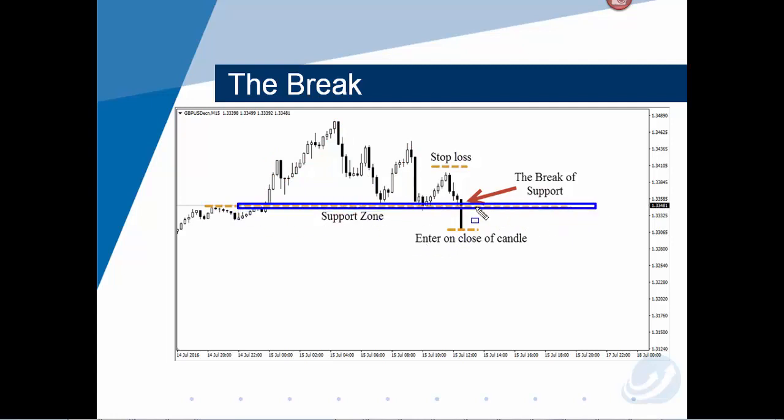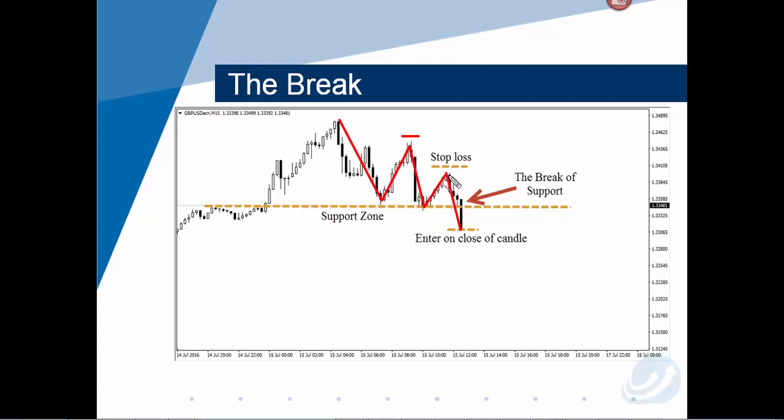area here. On the break itself, there are two ways of getting in on this trade. One, you could get in on the break here at the close of the candle. So we get into the trade expecting the market to go lower with our stop loss above these highs, because remember, we want to keep our stop losses outside of these swing points.